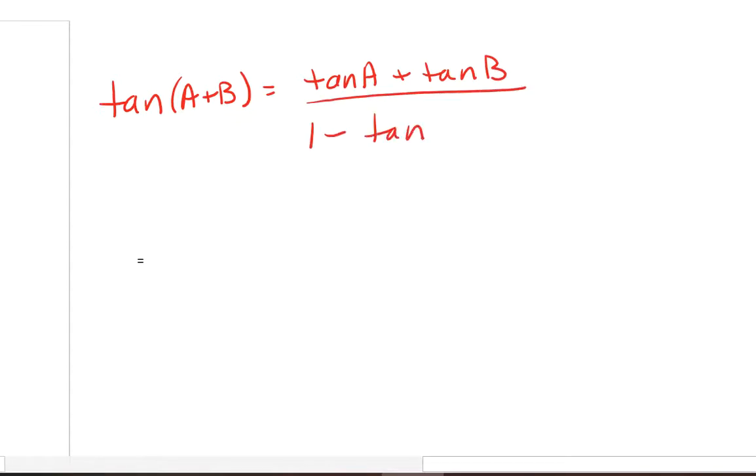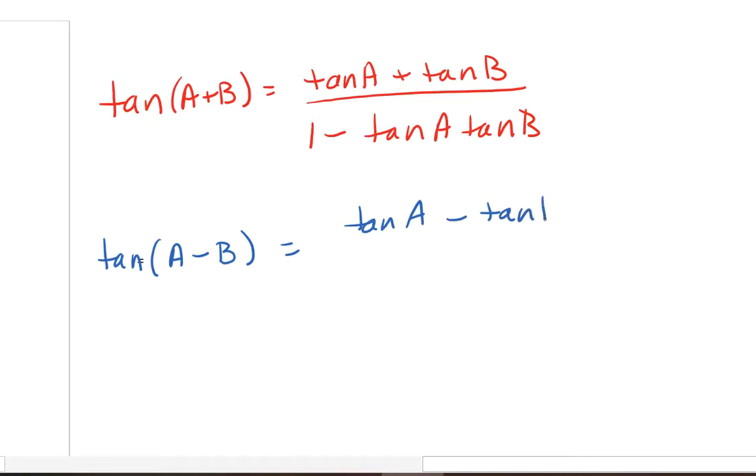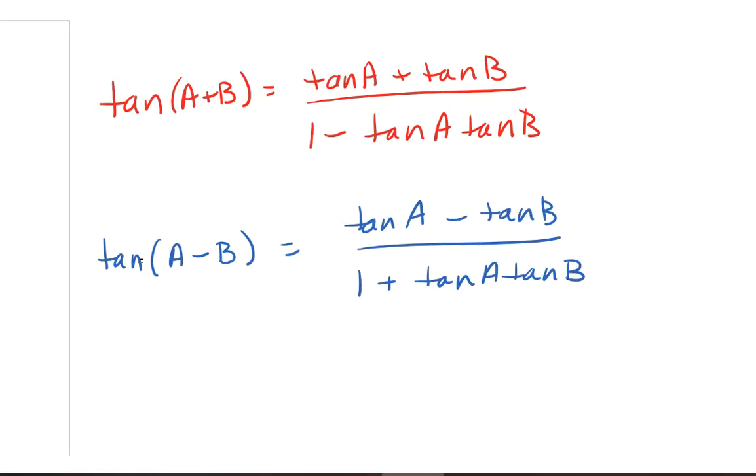Tangent of A plus B is tangent A plus tangent B over 1 minus tangent A tangent B. And if I have a subtraction, the numerator is subtracting and the denominator is adding. All right. So if you haven't put those two on your green sheet, go ahead and do that first. We're going to be using these formulas in our notes to solve some problems.